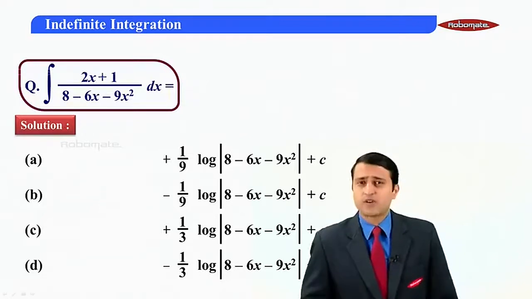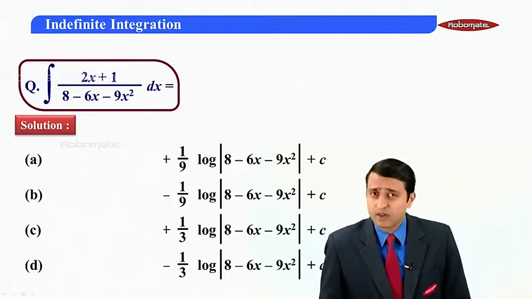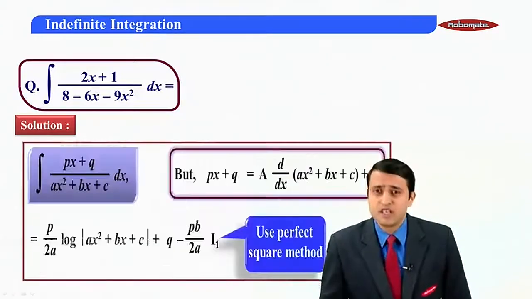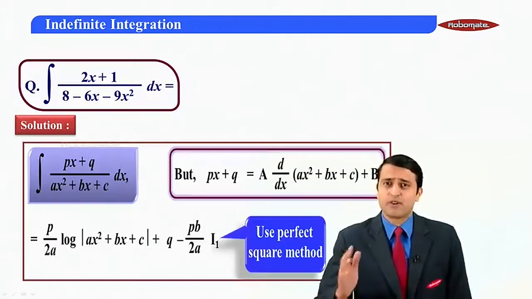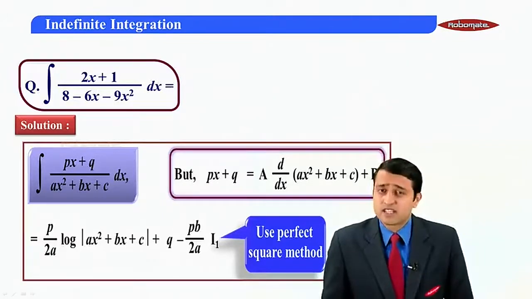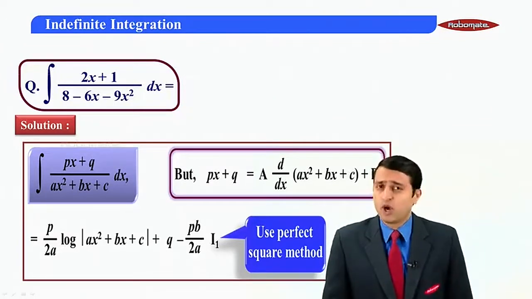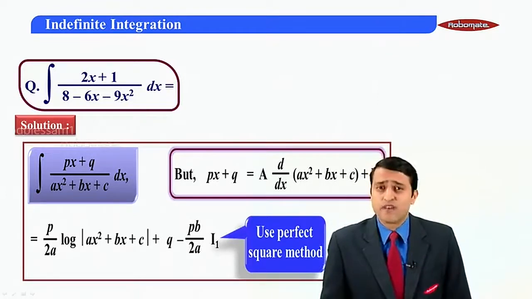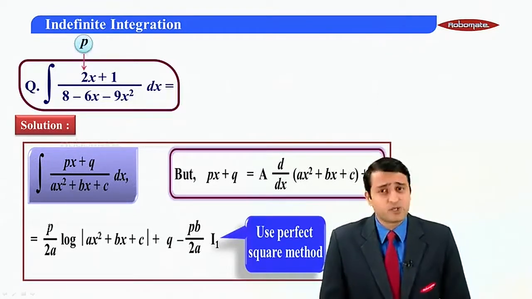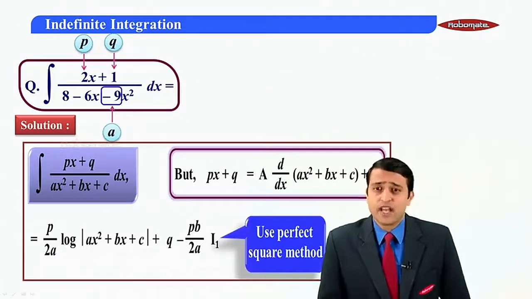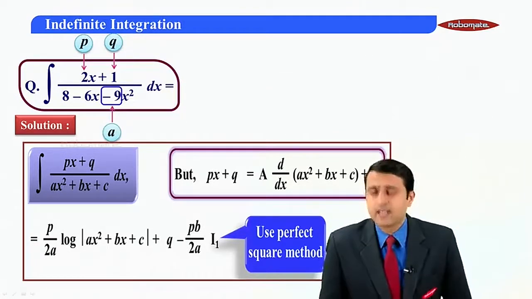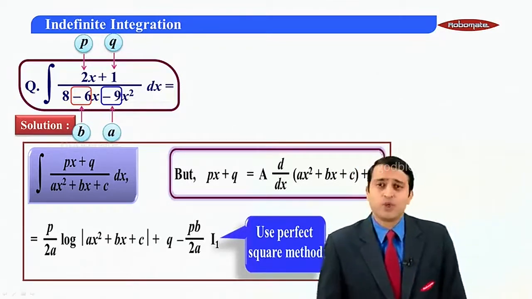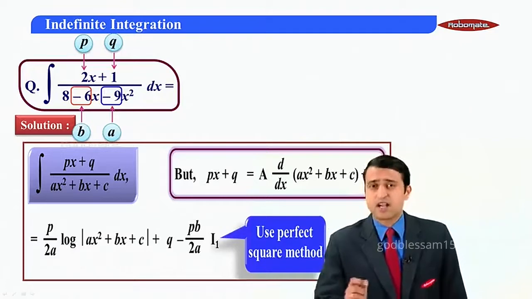Now to begin our calculation, we need to find the values of P, Q, A, B and C. So let us see the shortcut here for you. The shortcut says the answer will be of the type P by 2A log of quadratic, and that is what we want to ascertain. So what is the value of P here? The value of P here is 2, that of Q is 1, that of A is minus 9 and that of B is minus 6. So we know the values of P, Q, A and B. So let us start solving.